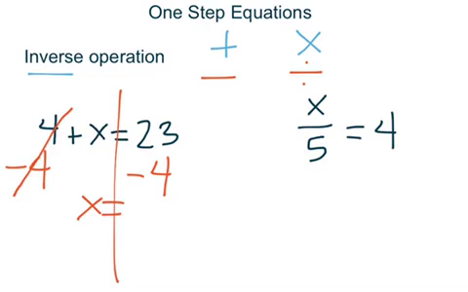And on my other side of the equation, 23 minus 4 gives me 19. And that's it. That's your answer. So x equals 19 is my final answer. I don't have to do anything else with it.